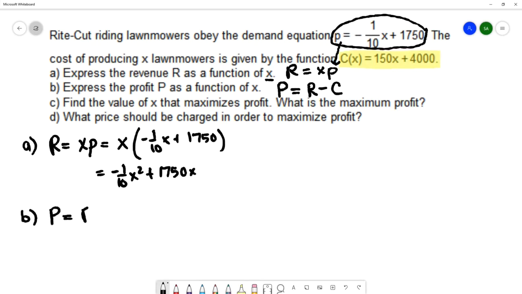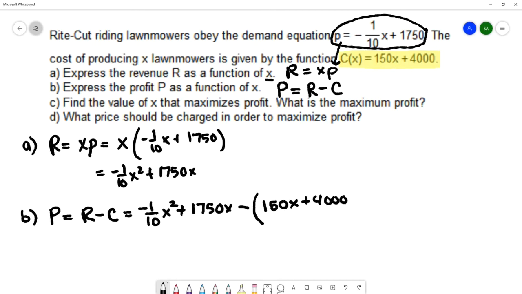Profit is revenue minus cost. I'm going to substitute the revenue that we came up with in part A, negative 1/10 X squared plus 1,750X, minus the cost that was given above, and I need to make sure that I am subtracting the whole cost function and not just the first term of the cost function. So I'm putting a parenthesis so I can subtract the whole function. That's 150x plus 4,000. I'll distribute that negative. That's negative 1/10 x squared plus 1,750.